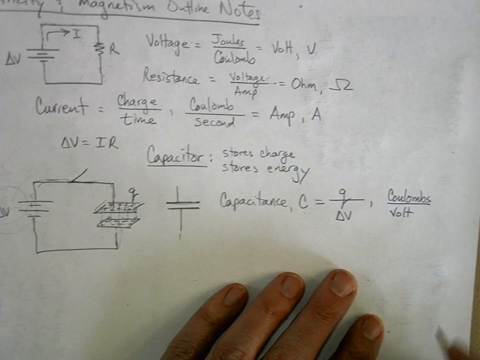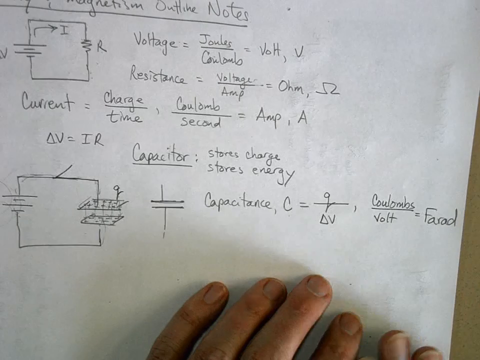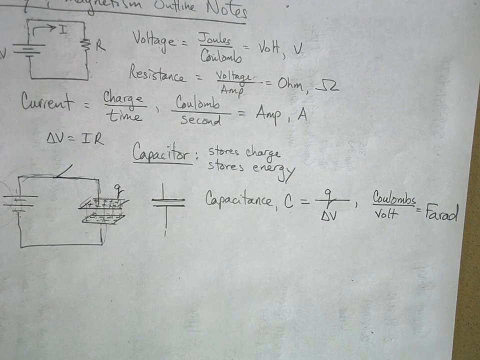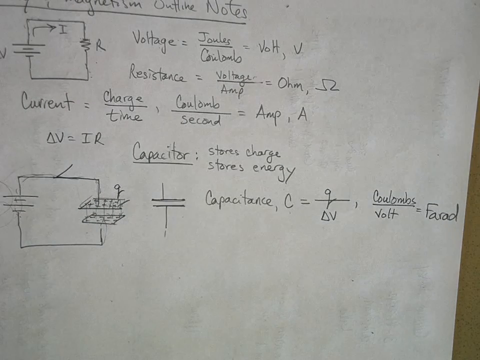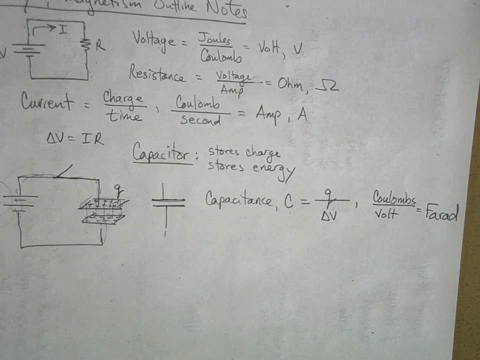And a coulomb per volt has a name. It's called a farad. Okay. Now, a couple of you are going to take AP Physics next year. We're going to go over this in detail. I mean, we're going to spend a couple weeks on it. But we don't have time in this class, and it's not that important for regular physics anyway.